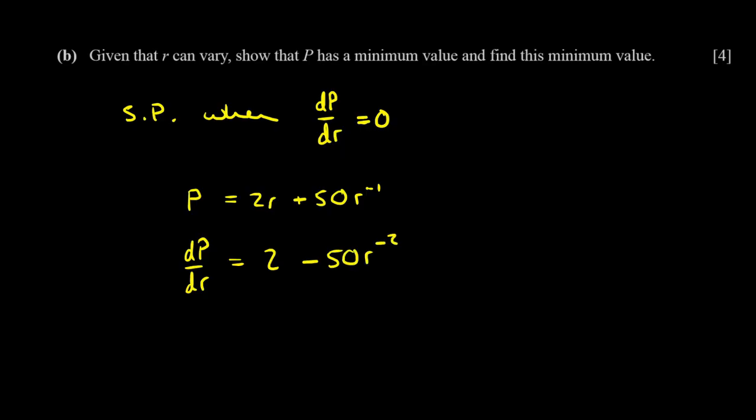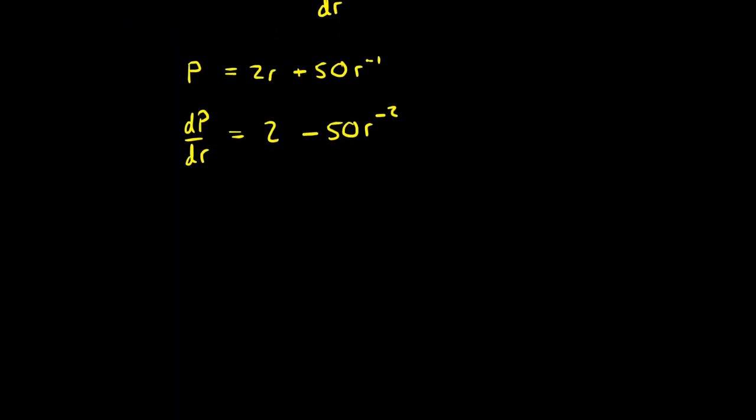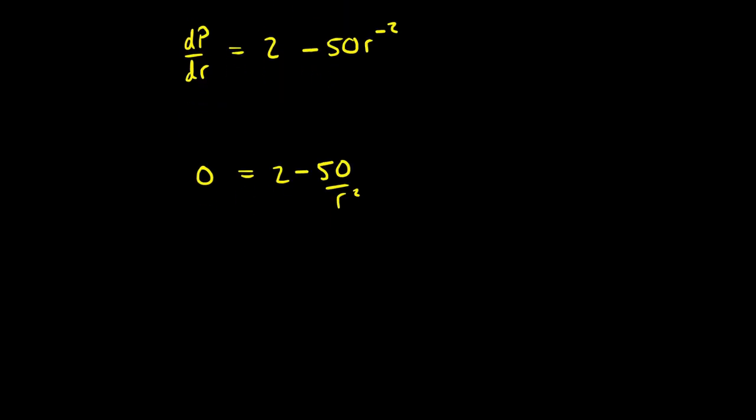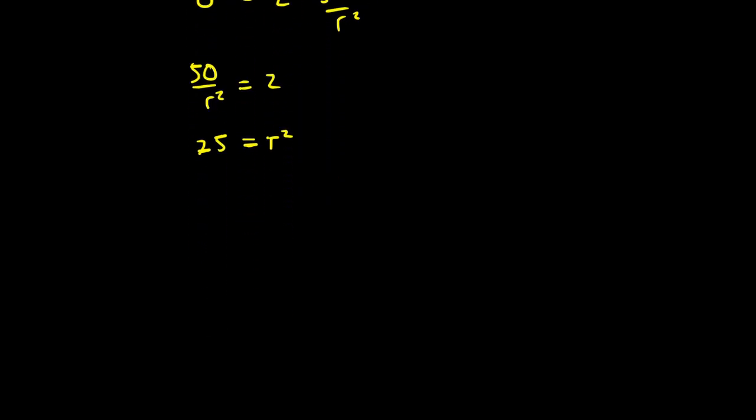And as we said, we've got a stationary point when dp dr is 0, so I'm going to set this equal to 0 here. 0 is equal to 2 minus 50 upon r squared, right? I've converted back from indices form because now I need to solve. If I rearrange this, I get 50 over r squared is equal to 2, so r squared is 25, and that means that r is equal to 5. Okay, so r is equal to 5. We can exclude the possibility that r is equal to -5 because you can't have a negative radius.